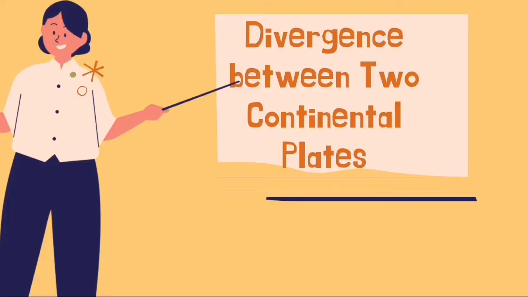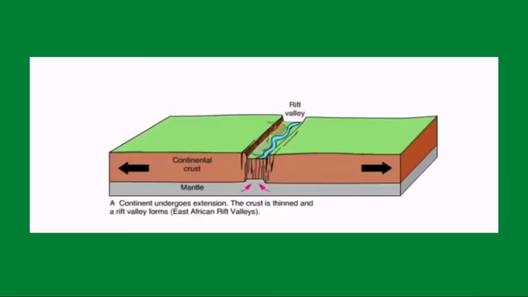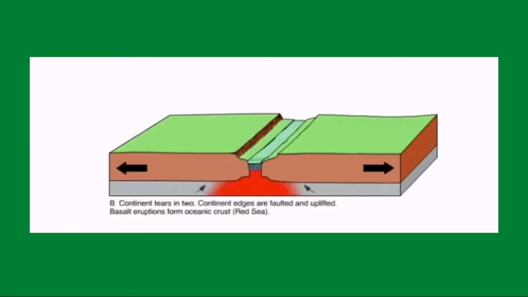As two continental crusts start to move away from each other, the crust will also start to become thin. Thus, a continental rift valley is formed. The continental rift valley will develop into a sea first and then becomes a large ocean.